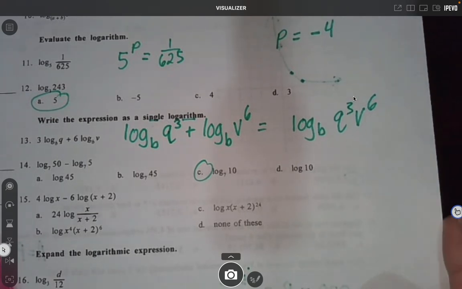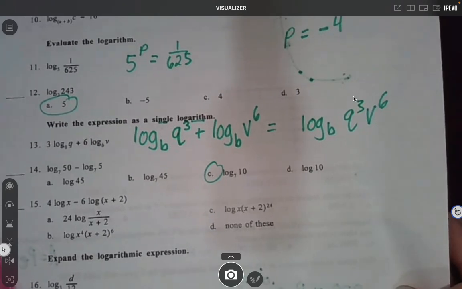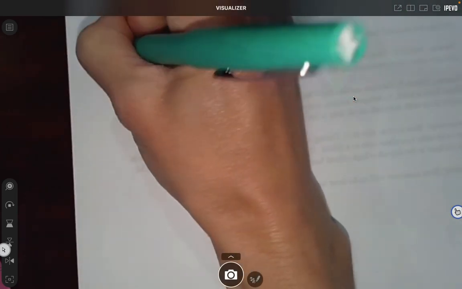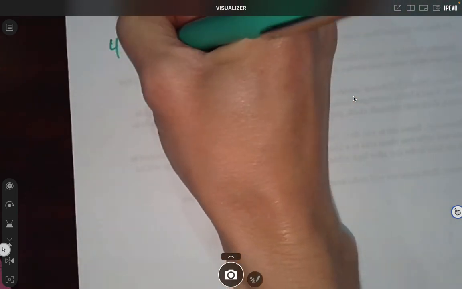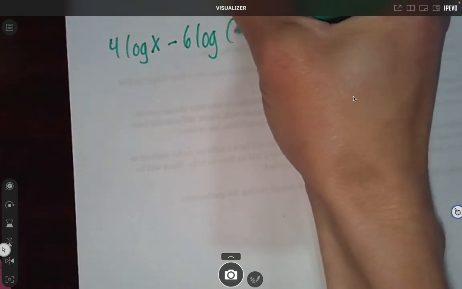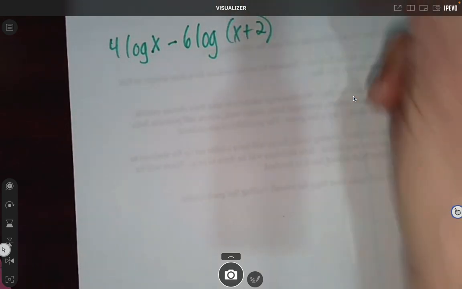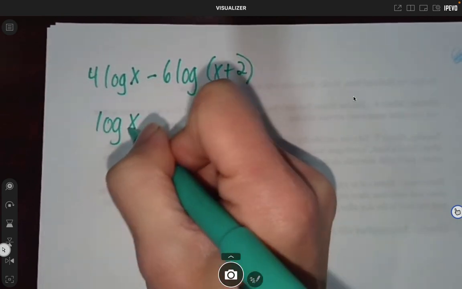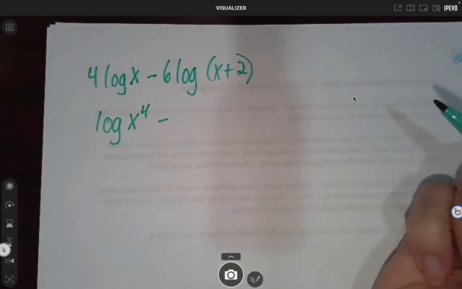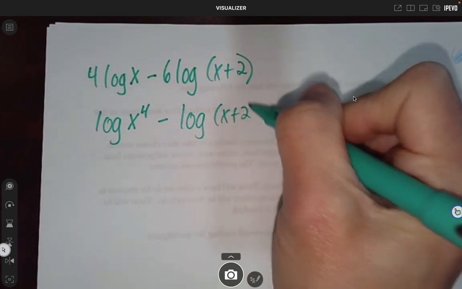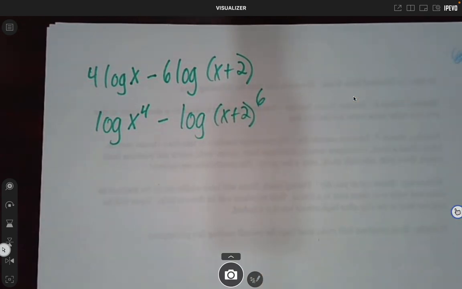15. I might need another sheet of paper. I'm going to write 15 on here. Okay, I've got 4 log x minus 6 log x plus 2. So first thing I'm going to do is move my exponents, right? So I've got log x to the 4th. Everybody good with that one? And then log all of this raised to the 6th. Everybody good with that one?